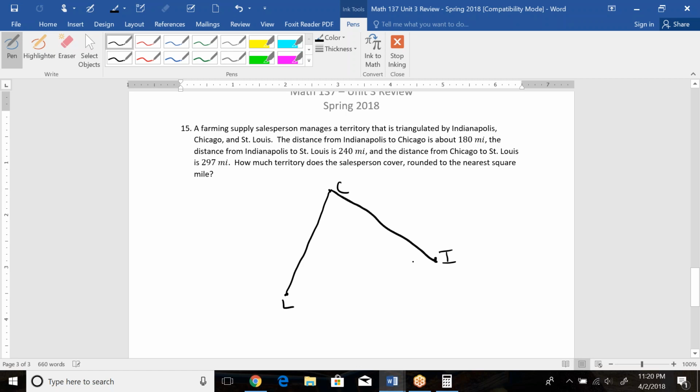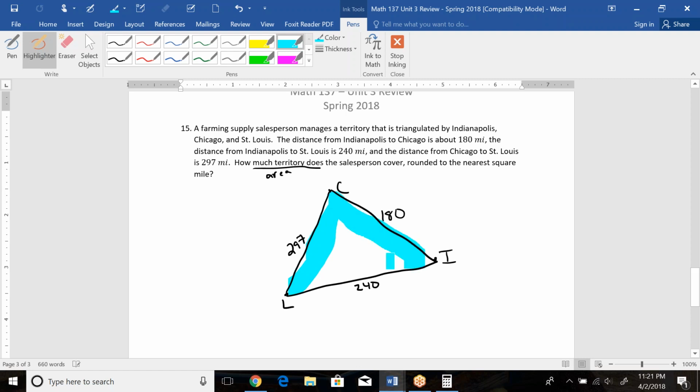So that's what we have, a triangular region there. They told us that Chicago to Indianapolis is 180, Indianapolis to St. Louis is 240, and Chicago to St. Louis is 297. So we know the three sides of the triangle. How much territory? That means area, because you're talking about the parts inside the triangle. So we're trying to figure out how much area or territory this is.